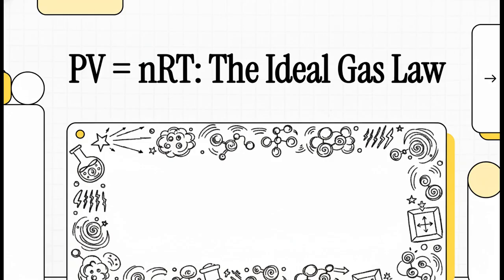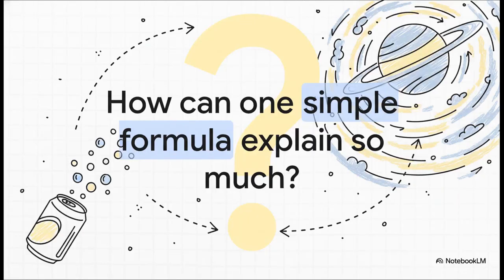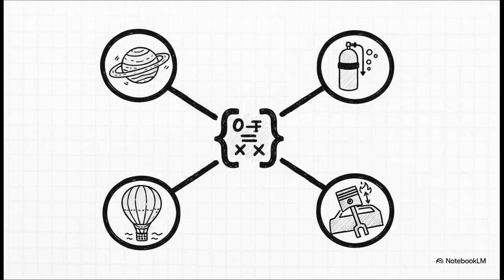Let's find out. I mean, it sounds kind of crazy, right? How could the same set of rules apply to a car engine, a hot air balloon, and something as massive as a planet's atmosphere? Well, that's the absolute beauty of it. This one equation connects the invisible world of tiny, bouncing particles to the very real world we see and feel every single day. So what's the common thread here?